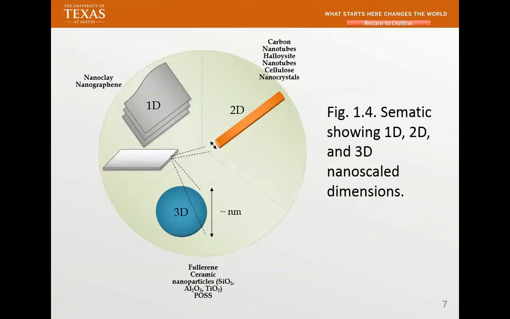Okay, this is a very simple figure that we drew. Nanoclay, nanographene. Probably one of the most researched nanomaterials is nanoclay. More than 15, 20 years ago, the Toyota group started with nanoclay. They are the ones who kicked off this nanocomposite.